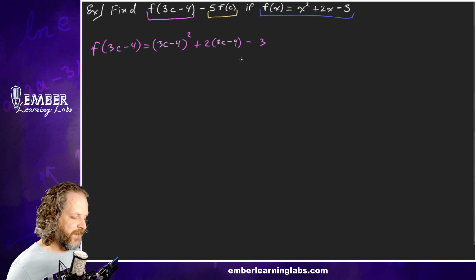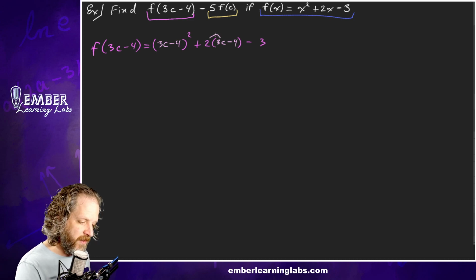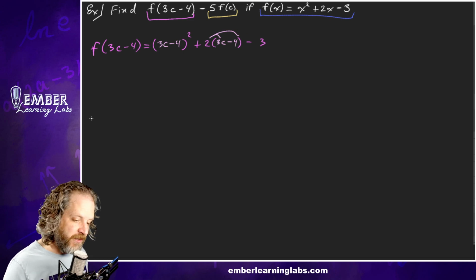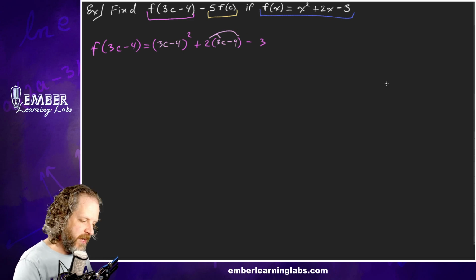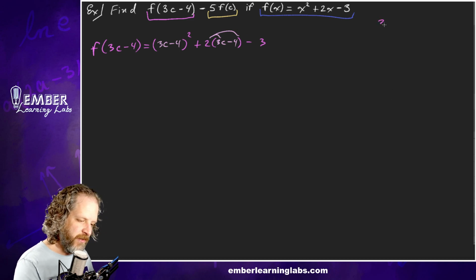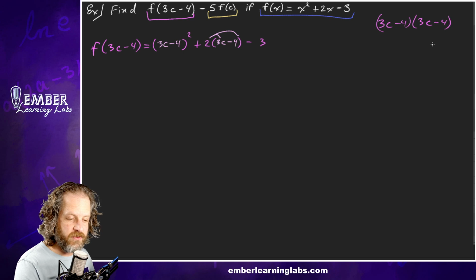Now we've got some things to do. We've got to distribute this one. This one, we've got to FOIL this. I'm not going to use the FOIL shortcut. I'm going to do it all the way out. I may add another little space. So I'm going to do 3c minus 4 times 3c minus 4 because that's squaring it, right?